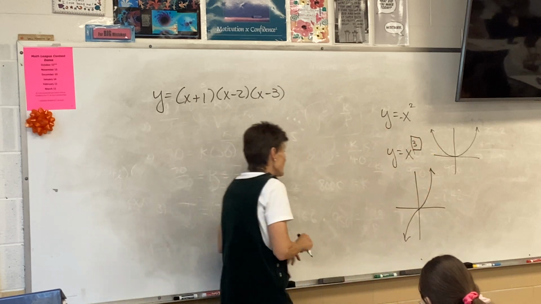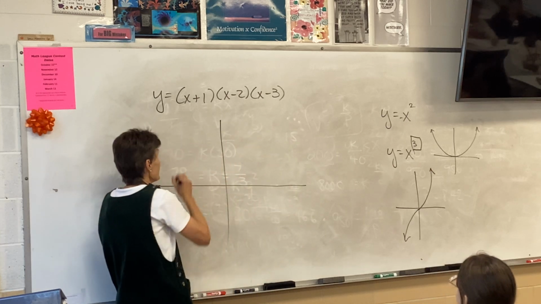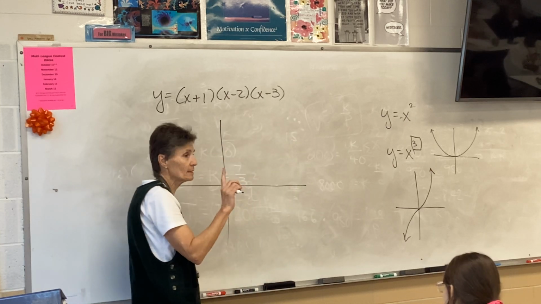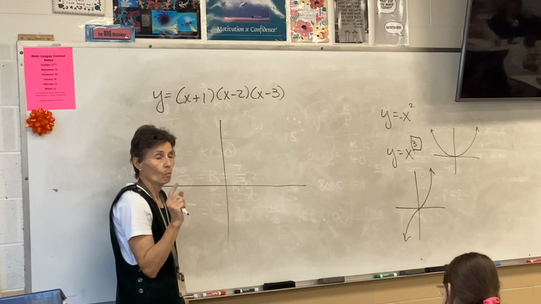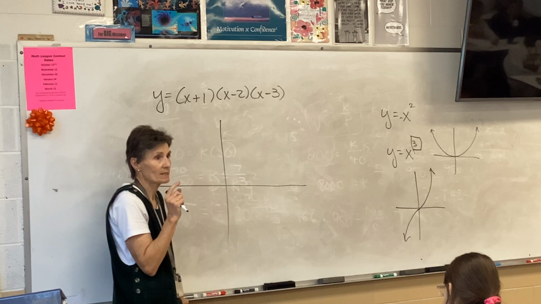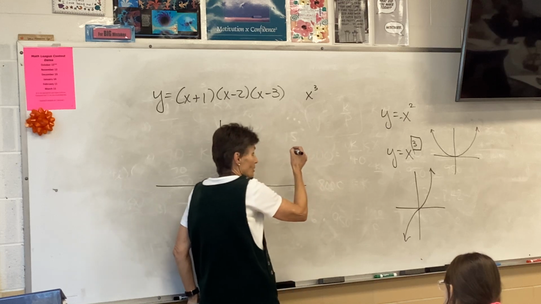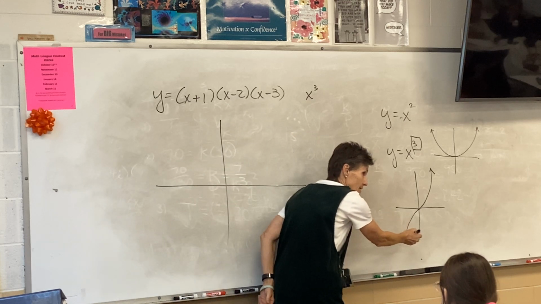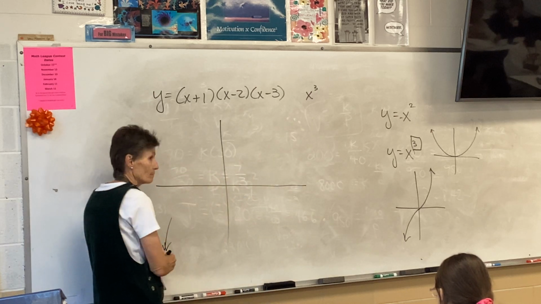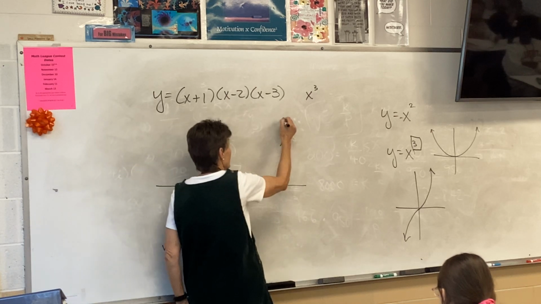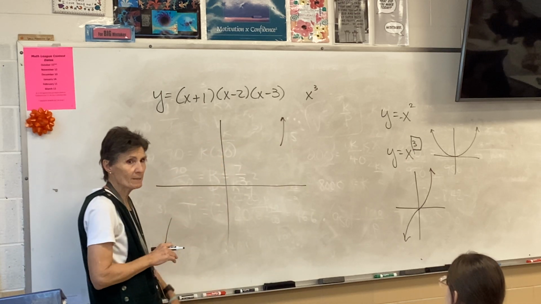Okay. Now, let's look at this guy. If you multiplied it all out, and please don't, but if you multiplied it all out, what would be the power on x, the biggest power on x? X cubed. This is an x cubed. So this is how it's going to act. This is how cubes act. All right, so it's gonna start down here somewhere. And it's gonna end up here somewhere. That's what they do.